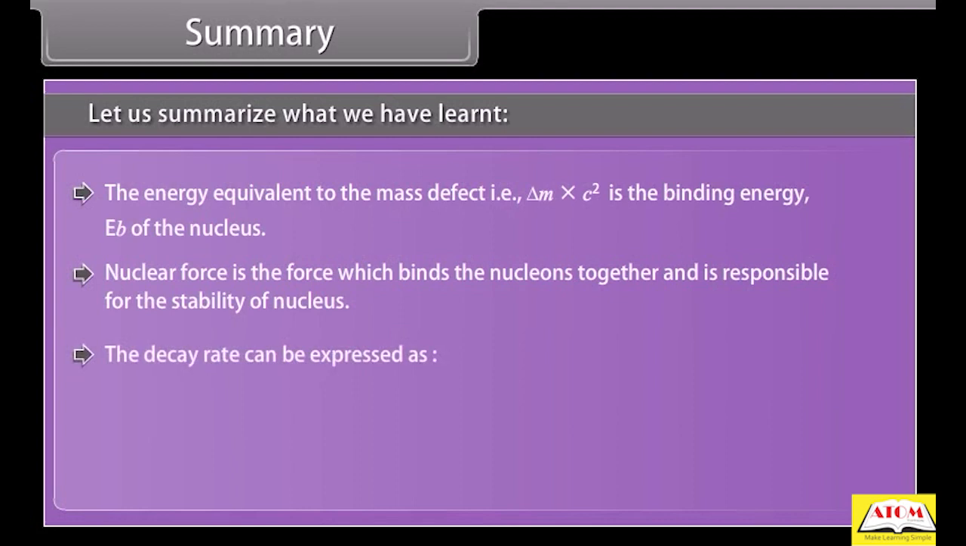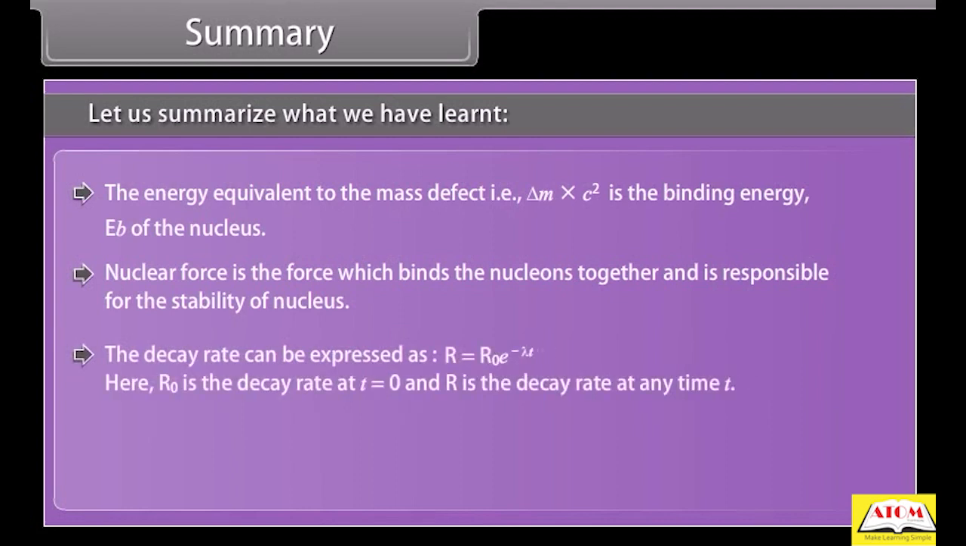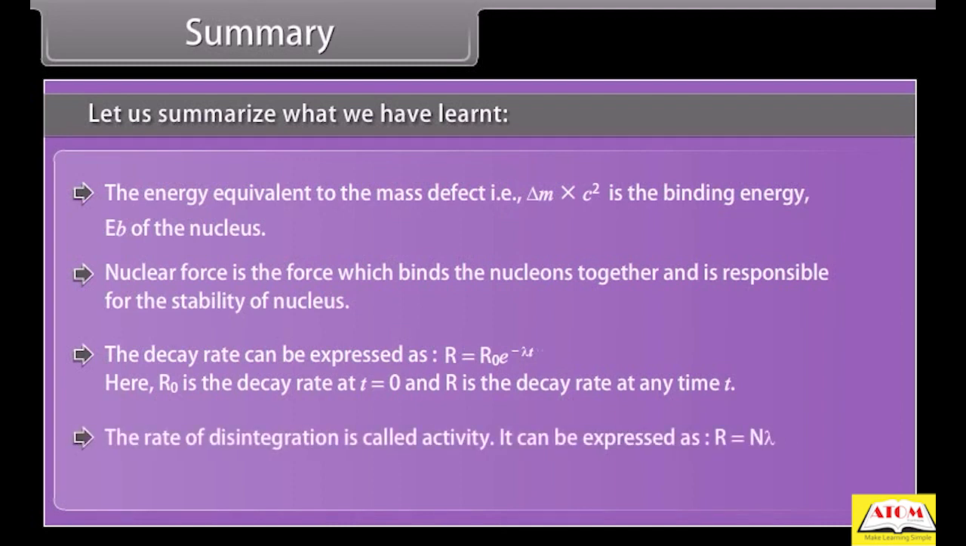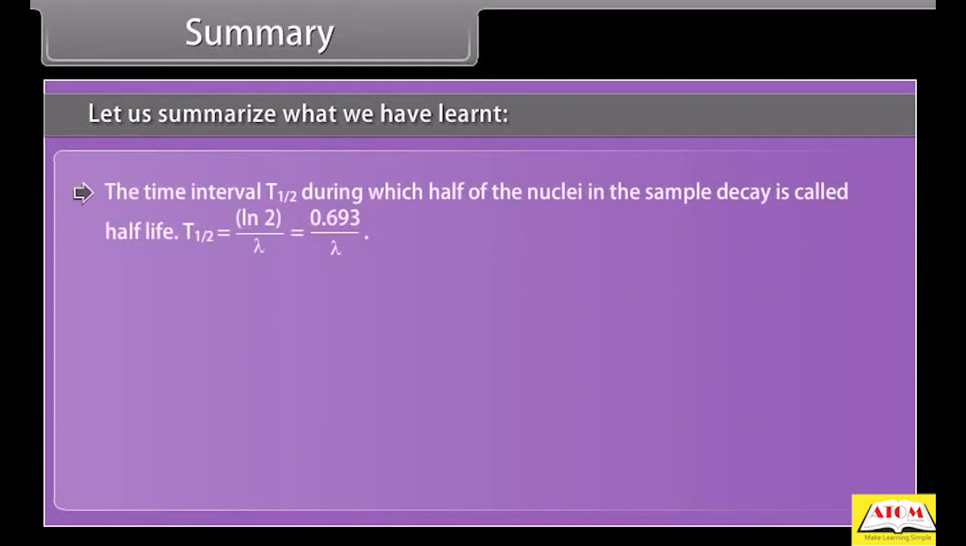The decay rate can be expressed as R = R0 e^(-λt), here, R0 is the decay rate at t equal to 0, and R is the decay rate at any time t. The rate of disintegration is called activity. It can be expressed as shown. The SI unit for activity is becquerel. The time interval t½ during which half of the nuclei in the sample decay is called half-life.